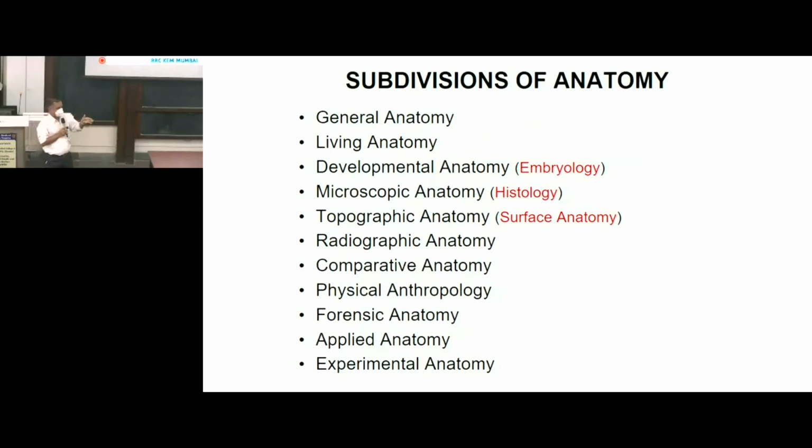But our study of development does not restrict to embryo only. The embryo grows into a fetus. Then the fetus is delivered as a baby. The baby still develops and grows, no? And still we continue to learn that development. That's why developmental anatomy is a better term, a larger term to encompass that.